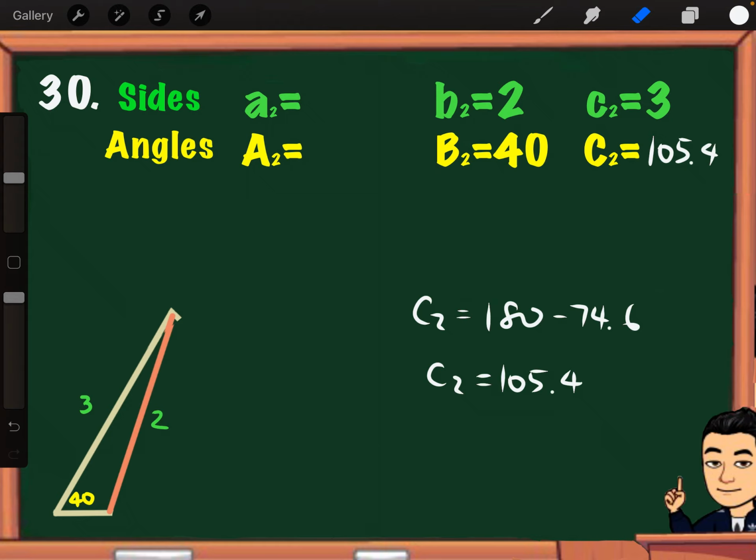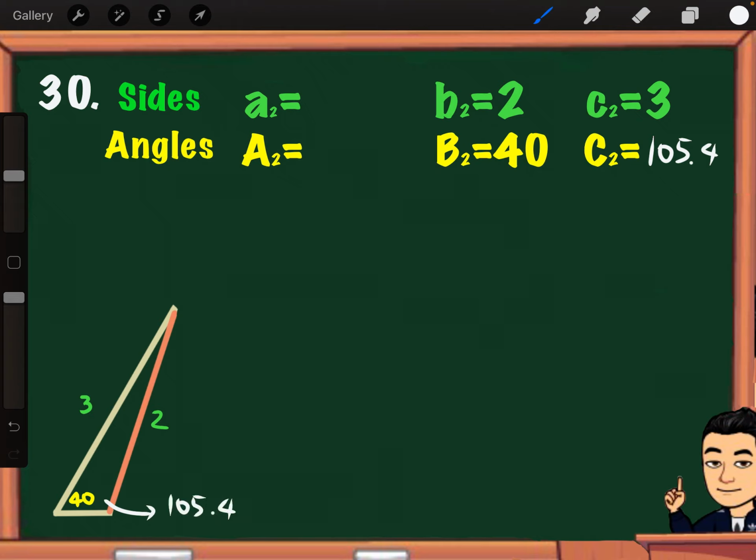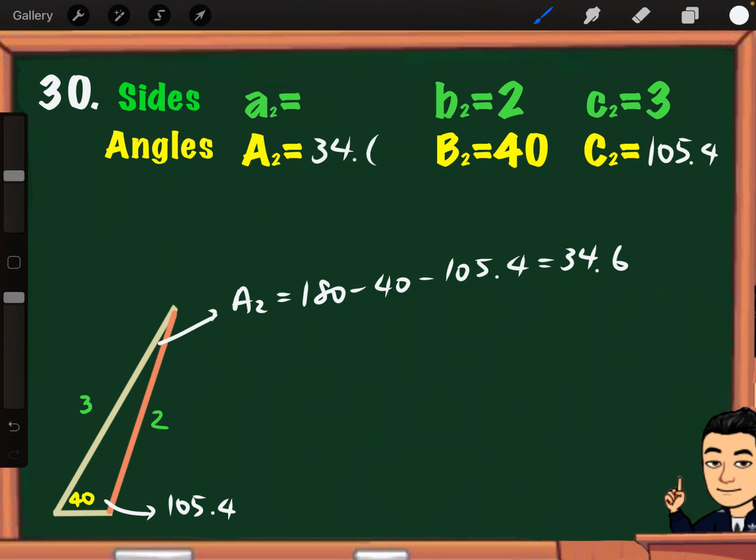So I'm going to redraw the triangle for you. All right, so here we are. This is 105.4, which tells you that this one is going to be your angle A2. So it's going to be 180, subtract 40, subtract 105.4, which makes A2 equal to 34.6. So I'm going to put 34.6 over there. In the end, you're just going to find what side A2 is equal to.